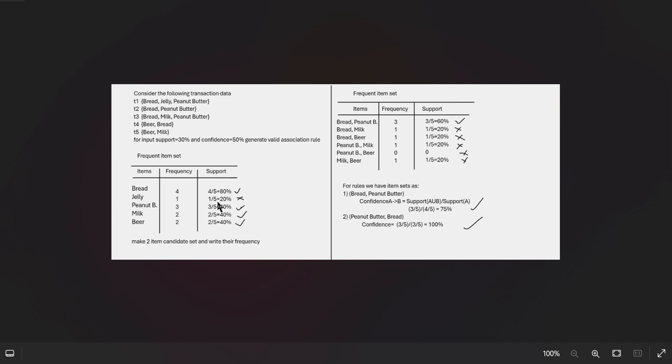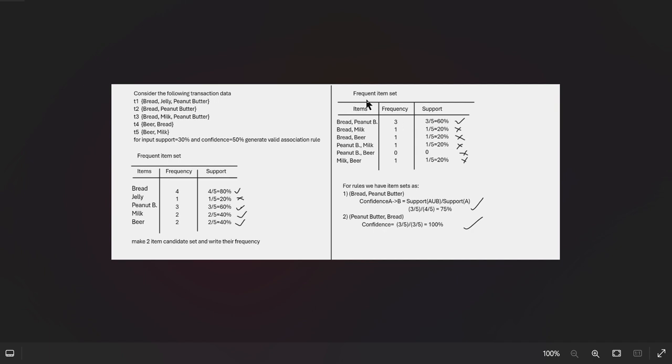Now this is crossed out because it is below the support. So this will not be considered as it is not following the criteria. And the 80, 60, 40 and 40% items will be taken further.